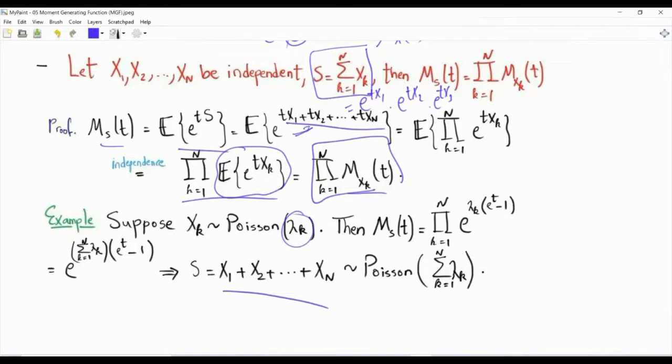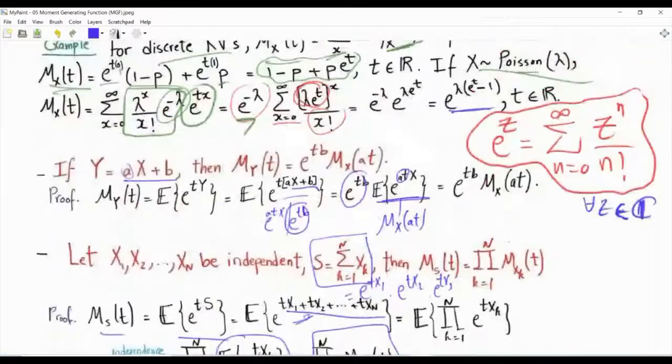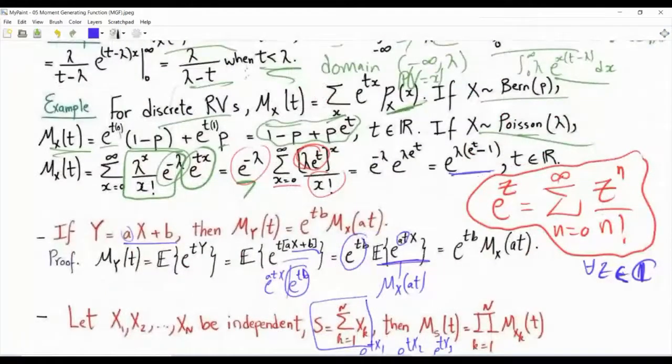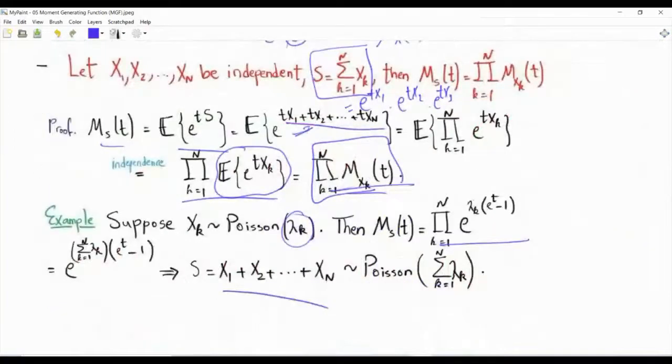What is the moment generating function of the sum of Poisson random variables if they are independent? If they are independent, we know that the moment generating function will be the product of the moment generating functions of each one of them. The moment generating function of a Poisson random variable is e to the parameter multiplied by (e to the t minus 1). So for xk, this will be e to the lambda k (e to the t minus 1).